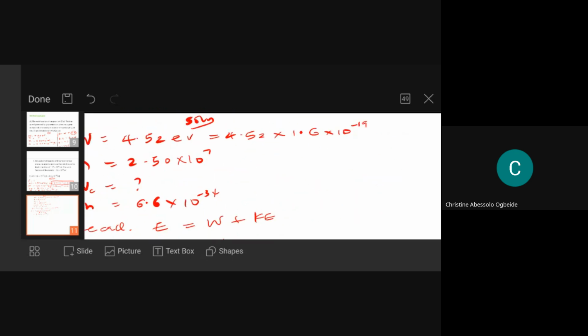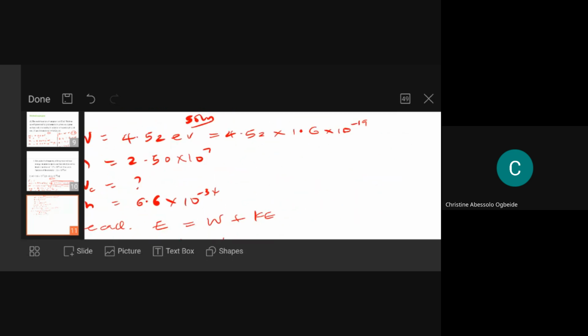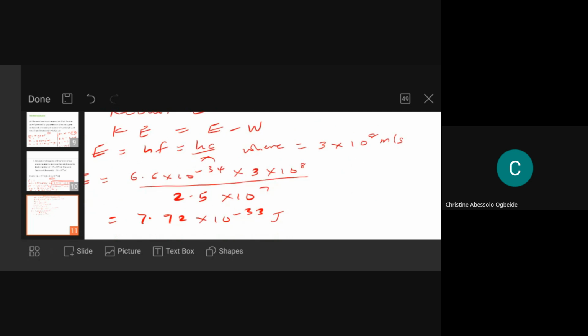So also check for me the work function. When we converted the work function to joules, what did this give us? This value right here. 7.232 times 10 to the power of minus 19. So the work function in joules is 7.232 times 10 raised to the power minus 19 joules. So I've both gotten the values in joules.